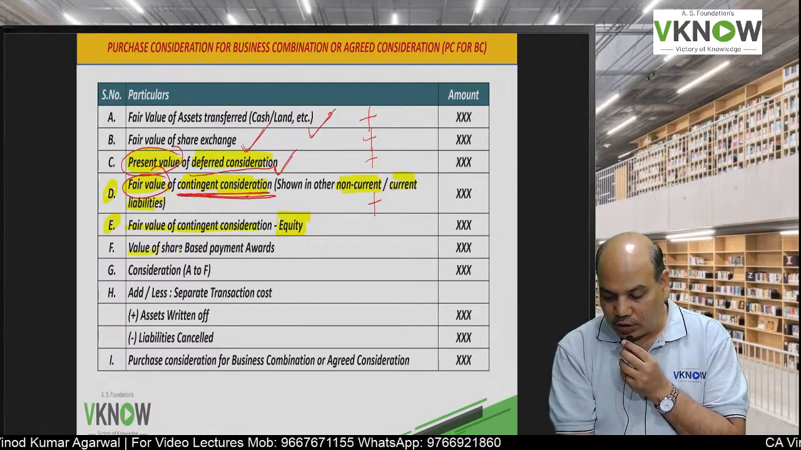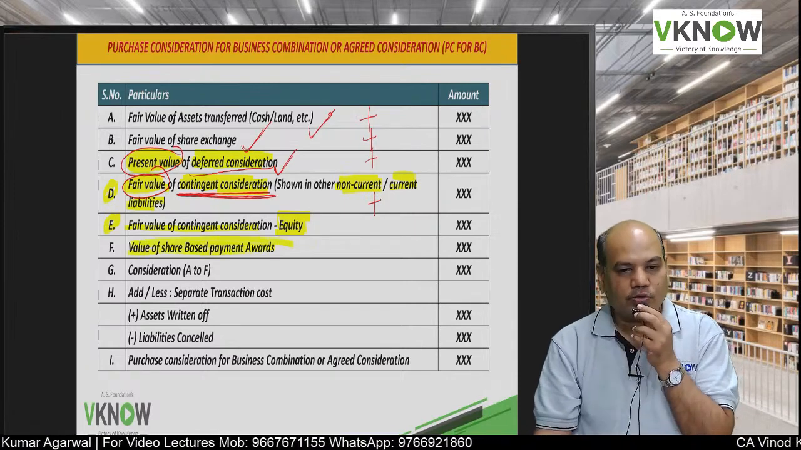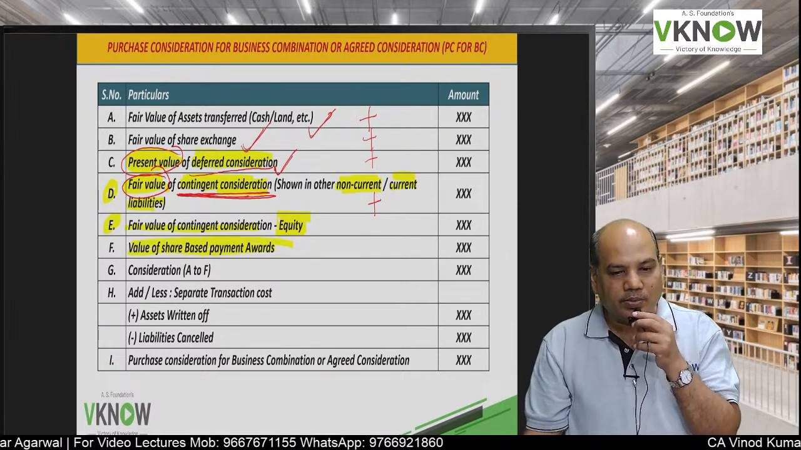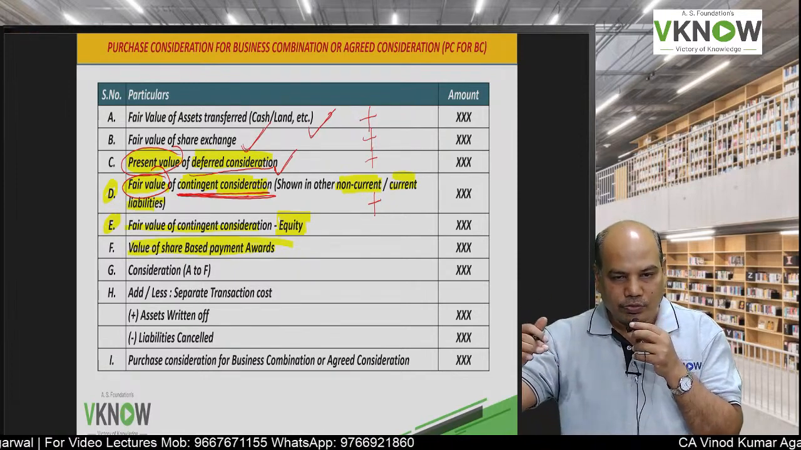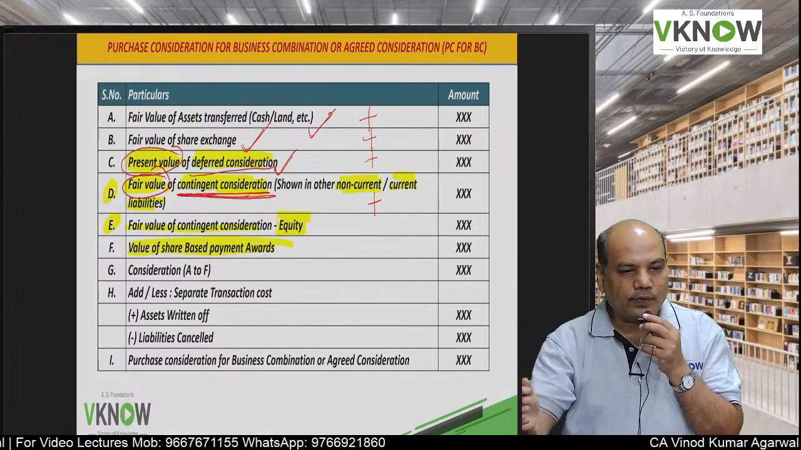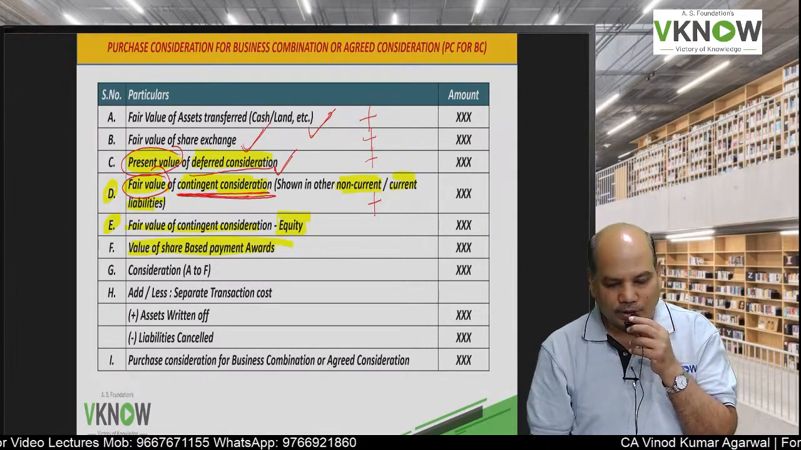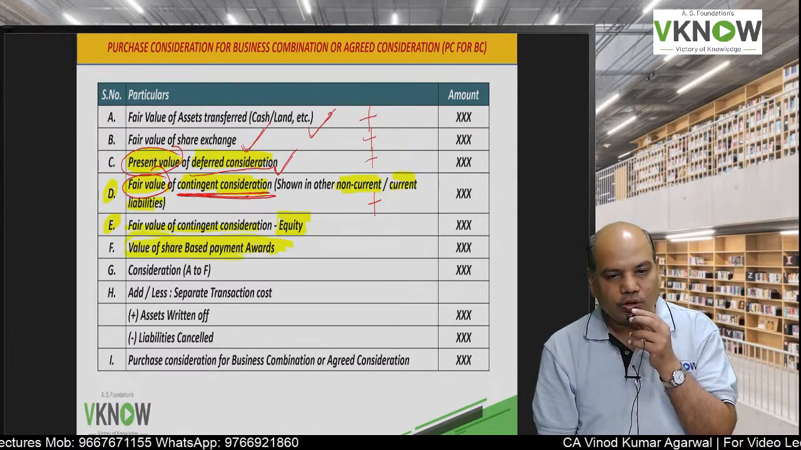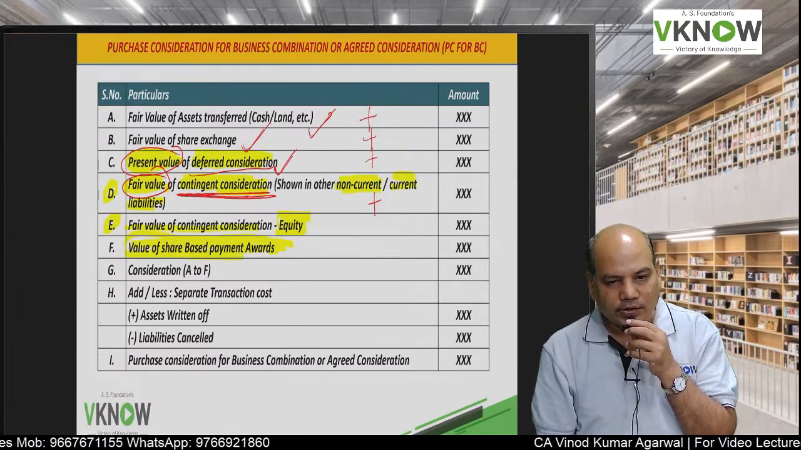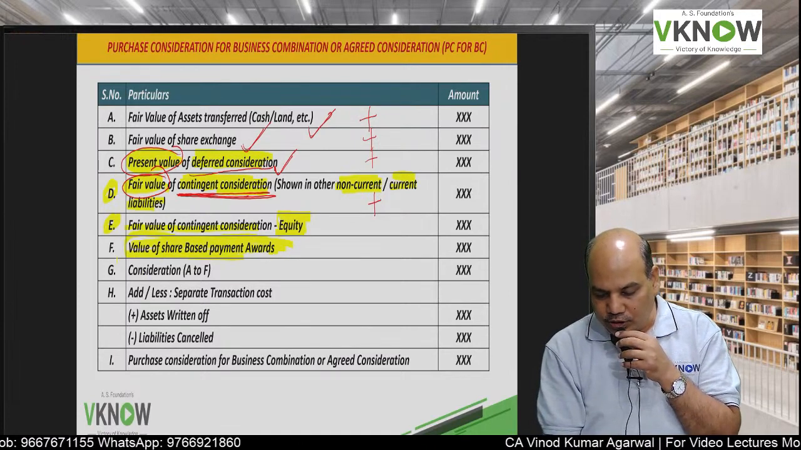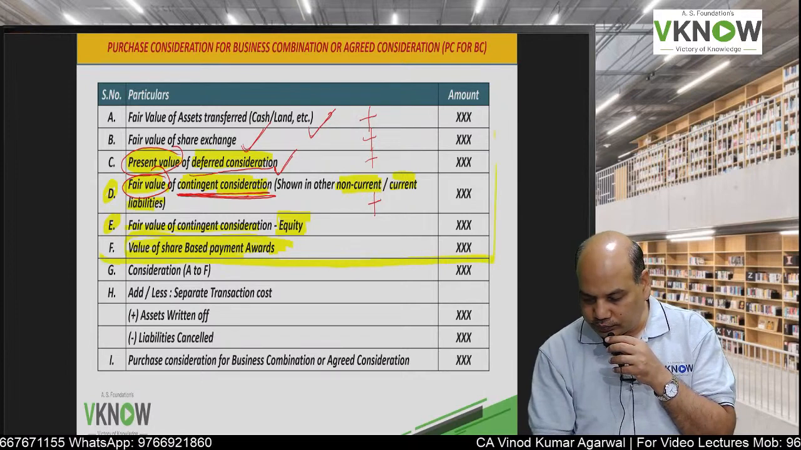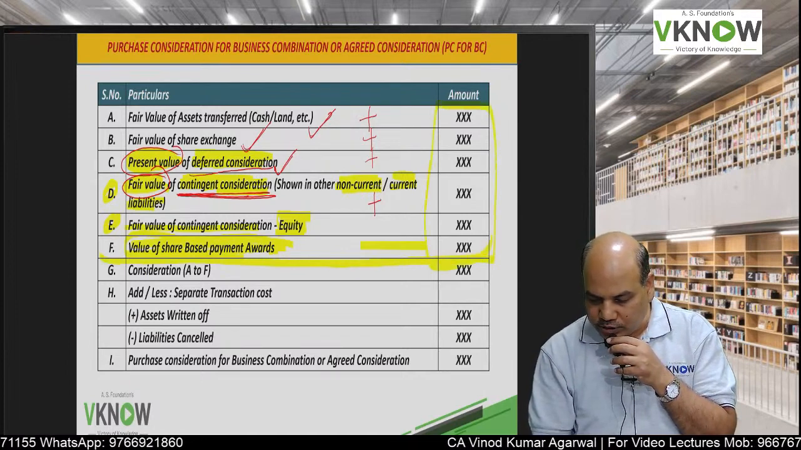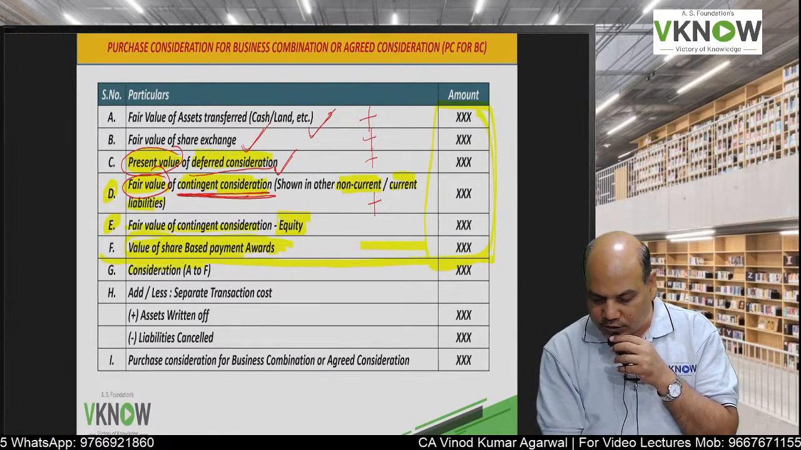Then there can be the value of a share based payment award also. The acquirer company may agree to issue shares to the employees of the acquiring company. So this I am going to discuss after some minutes, how to do the calculation of this, highly tested in your exam. So then we'll take a total of points A, B, C, D, E, F, that is consideration.